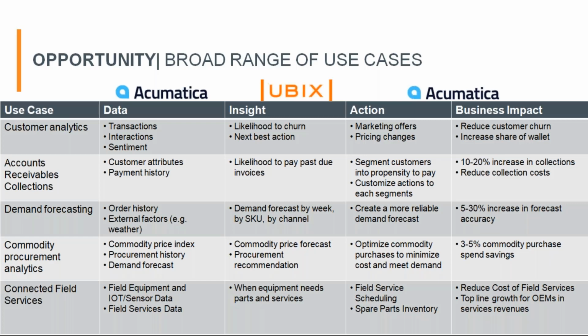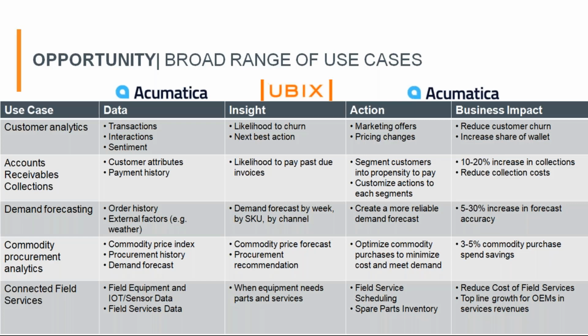Commodity procurement analytics is about using internal procurement data combined with external data, for example, commodity index data, to create more reliable commodity price forecasts, and when combined with demand, the ability to make better procurement recommendations. A 3 to 5% procurement savings per year drops right down to the bottom line.